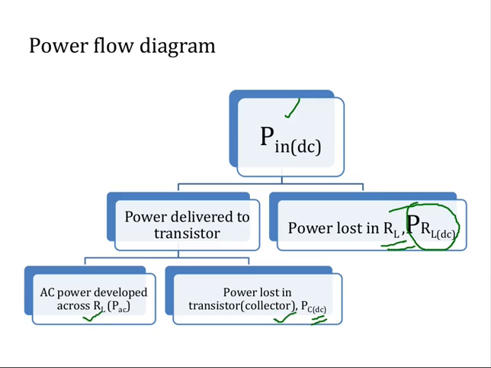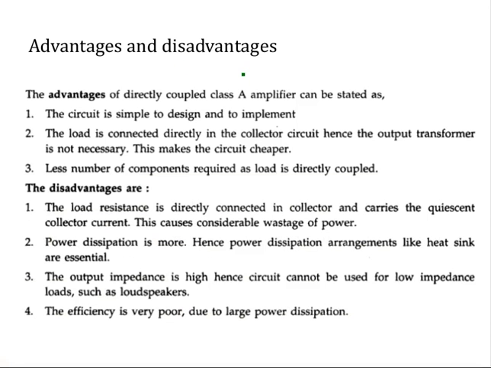So in this case, there is the additional power which is lost in RL as far as direct coupling is concerned. This term won't be there in transformer coupling, but these two losses will be there. The AC power will be developed across the load, and the power will be lost in the transistor, but this DC power loss in RL is avoided when you go for transformer coupling. Next we'll see the advantages and disadvantages.